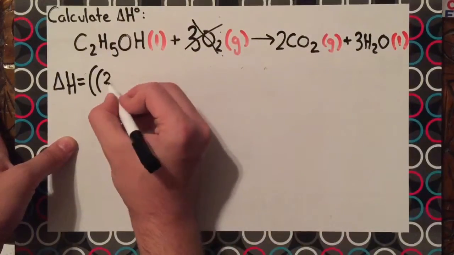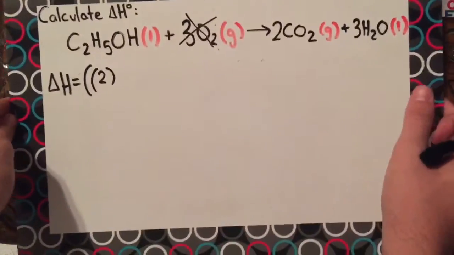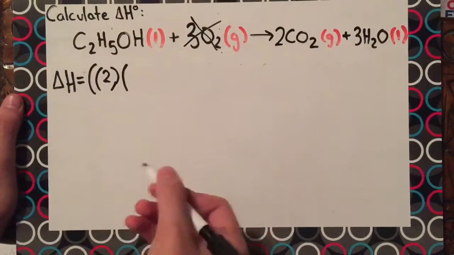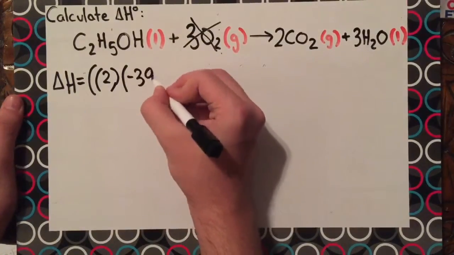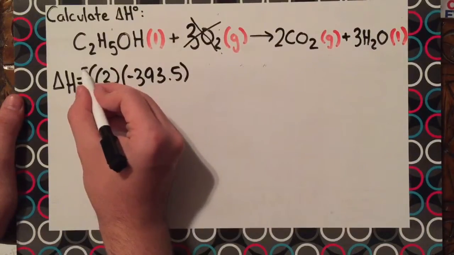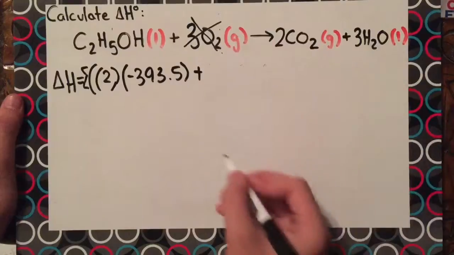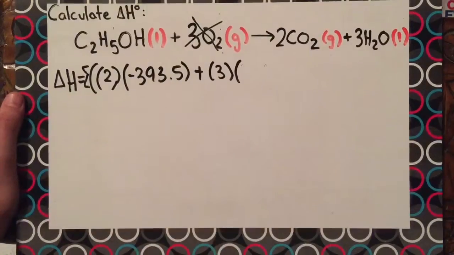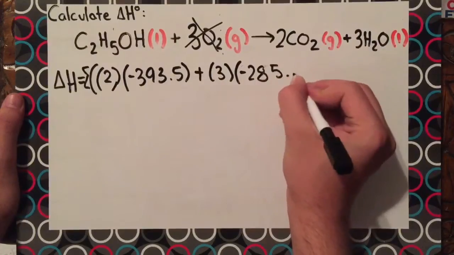Referring to the equation, we need moles, and then we need the standard enthalpy of formation. We have 2 moles of carbon dioxide, and referring to the textbook, the standard enthalpy of formation of carbon dioxide is negative 393.5. And don't forget the symbol we learned, the sum. Now we have to add the other product. We have 3 moles times the standard enthalpy of formation for water, which is negative 285.8.